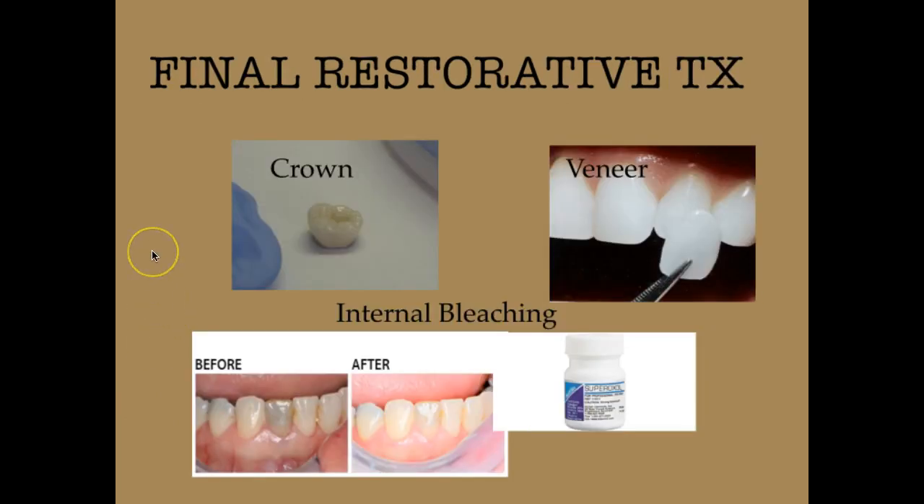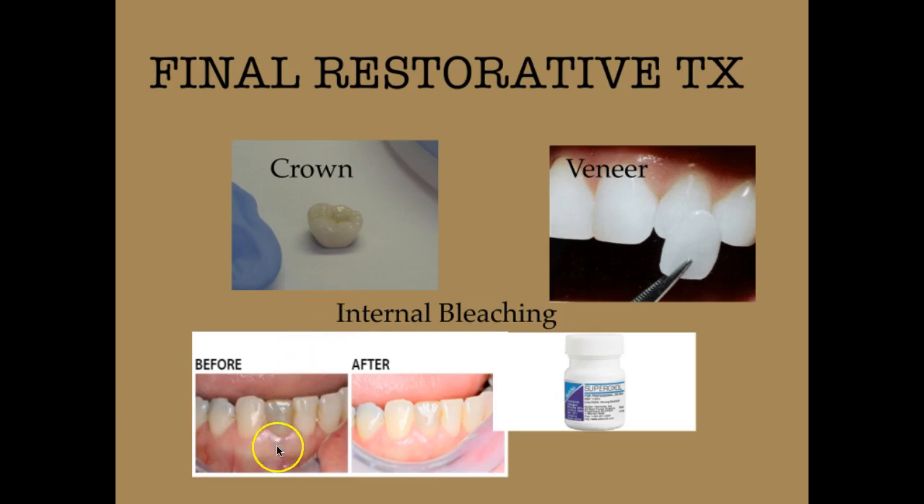And then usually about a week or so later, sometimes even a month later, a final restoration, final restorative treatment would be placed. Now the tooth may be so fractured or decayed that a crown might be needed. This is one of my crowns. Or maybe it was just discolored, and so a veneer could be placed. Or to be more conservative, perhaps internal bleaching.